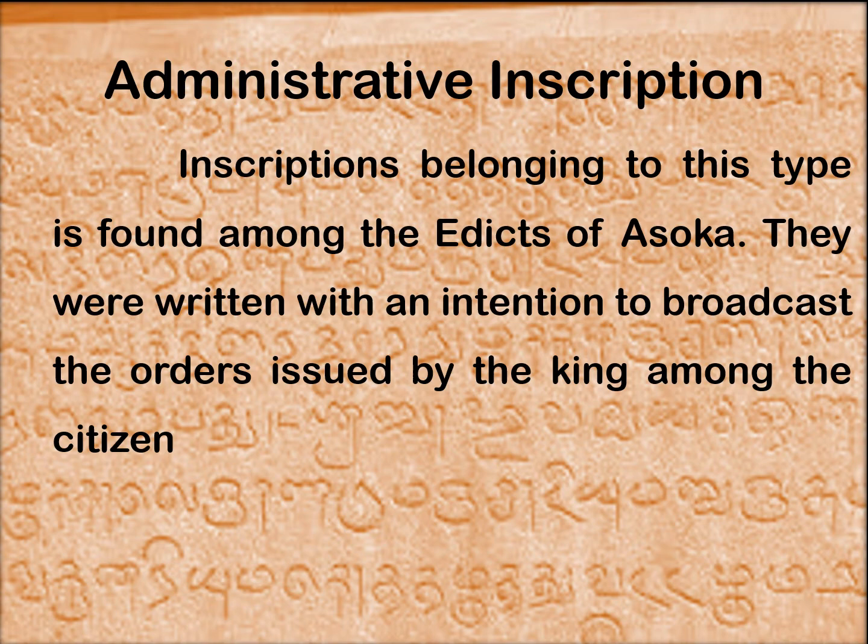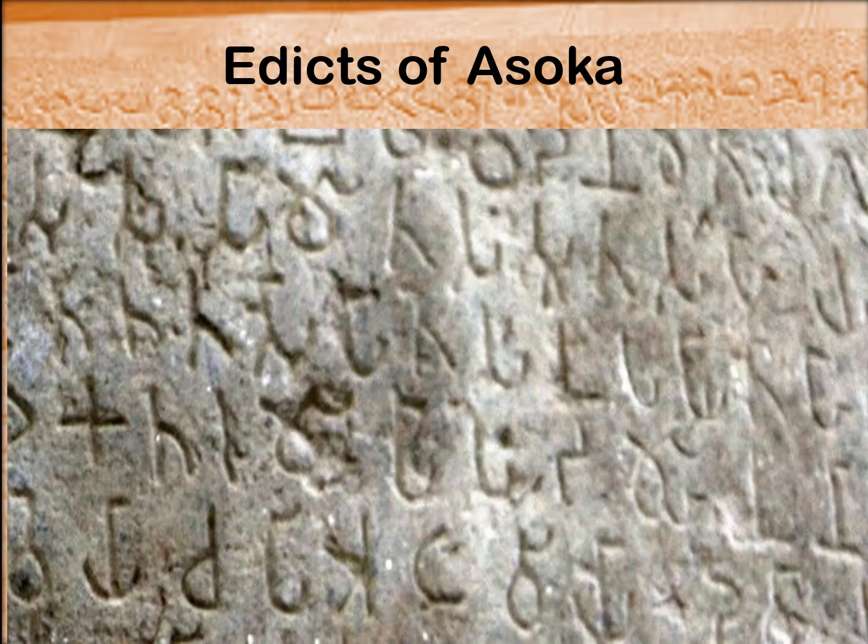Next kind is administrative inscription. Example of this kind is the edicts of Ashoka. Inscriptions belonging to this type are found among the edicts of Ashoka. They were written with an intention to bring the orders issued by the king to the citizens. This picture shows the edicts of Ashoka.